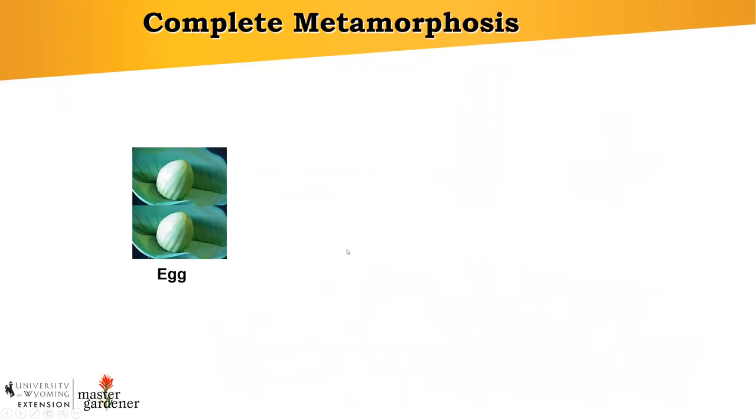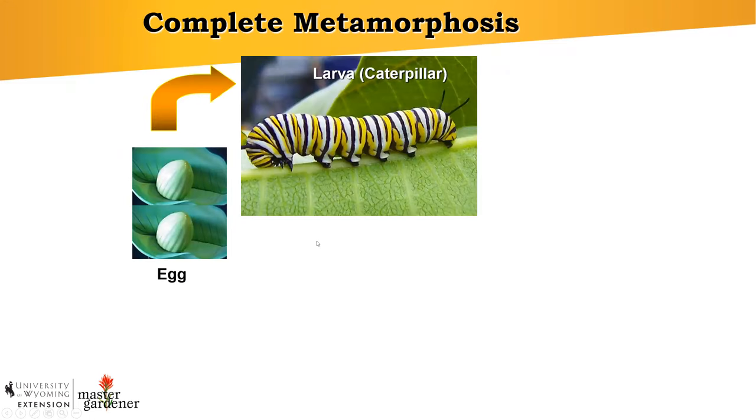Now, in contrast, we have complete metamorphosis, exemplified by butterflies and beetles. This is an example using a butterfly. The egg hatches out, it's a caterpillar. It does have an exoskeleton, but it's more soft and leathery. They have to molt that in order to grow. They usually turn right around and eat it. They eat the molt. So they start out small and then grow.